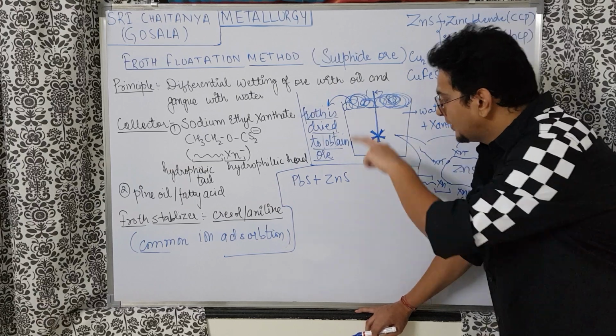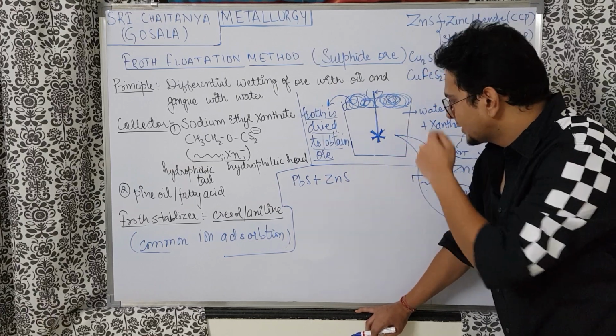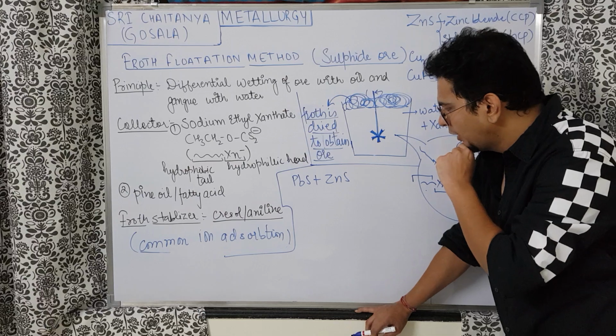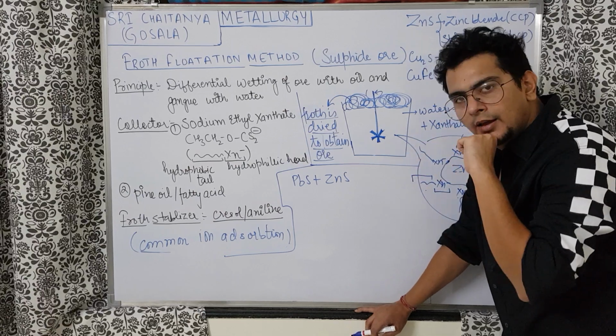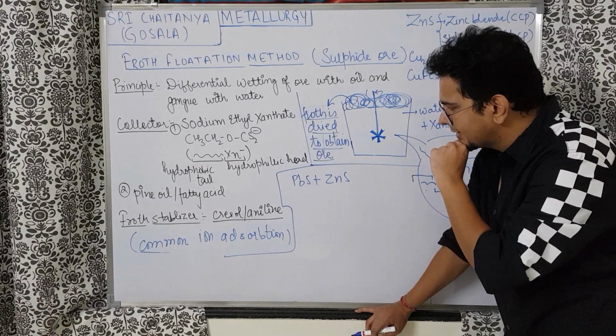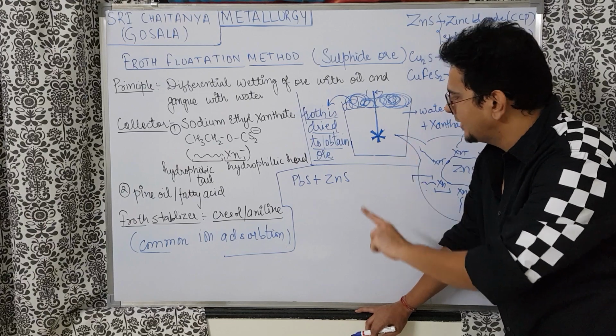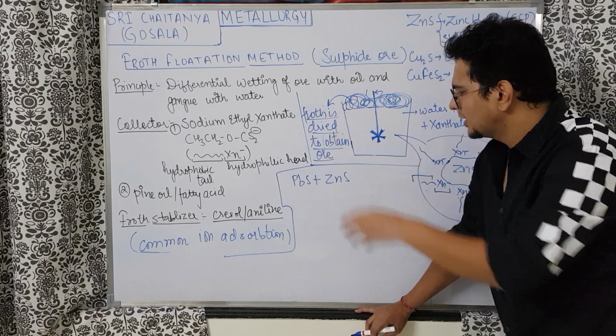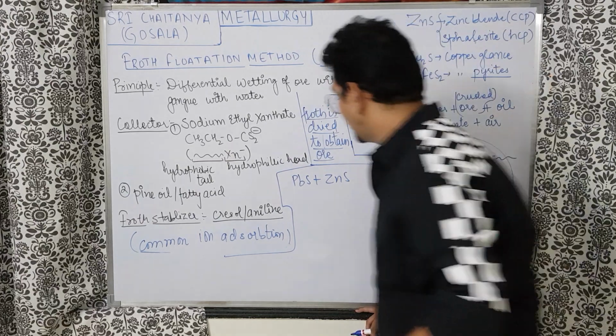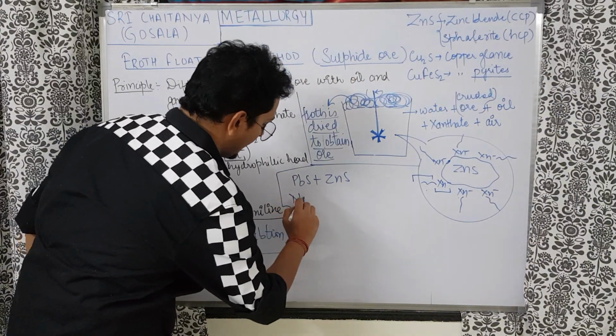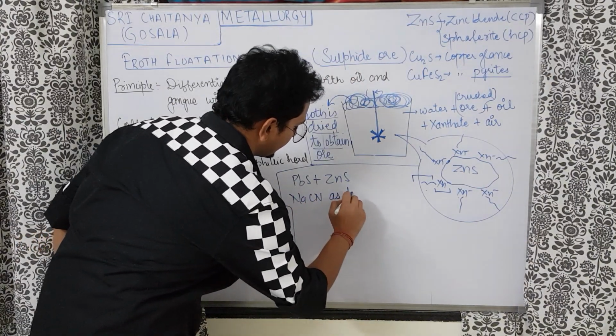Froth will be formed, and the froth will contain both of them. But this is not a good idea. What should we do? We should depress one of them. We should change one in such a way that only one can stay in the solution as a sulfide, and the other should change. So we use NaCN as a depressant.